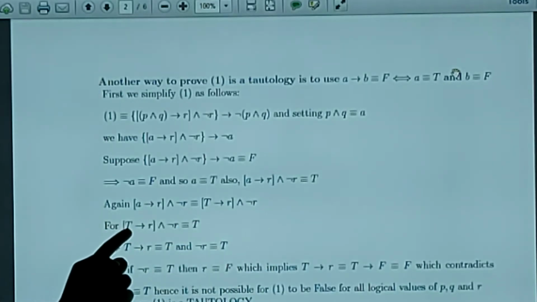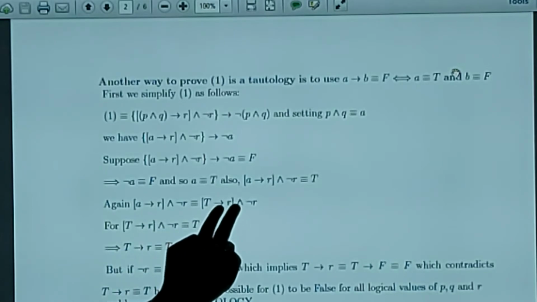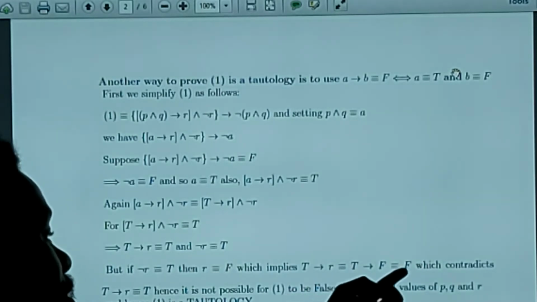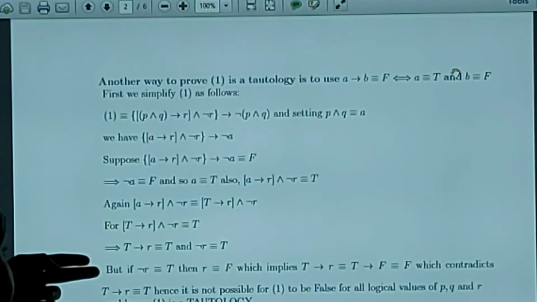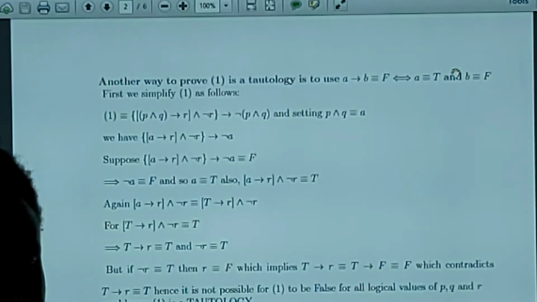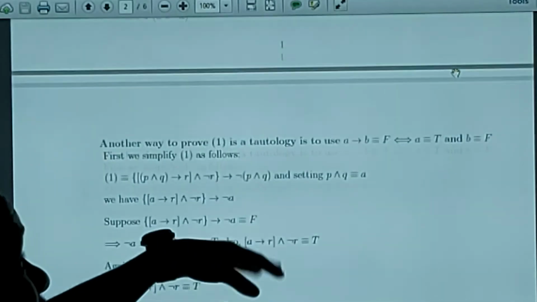So for this to be true, basically this and this to be true, what do you need? Well, you need both to be true, basically. So this will be true and this will be true. But if negation of R is true, then R is false, which implies T implies R is equivalent to T implies false, which is false, which contradicts T implies R is true, because it's supposed to be true. So it means that it's not possible for this to be false. So it's a tautology.